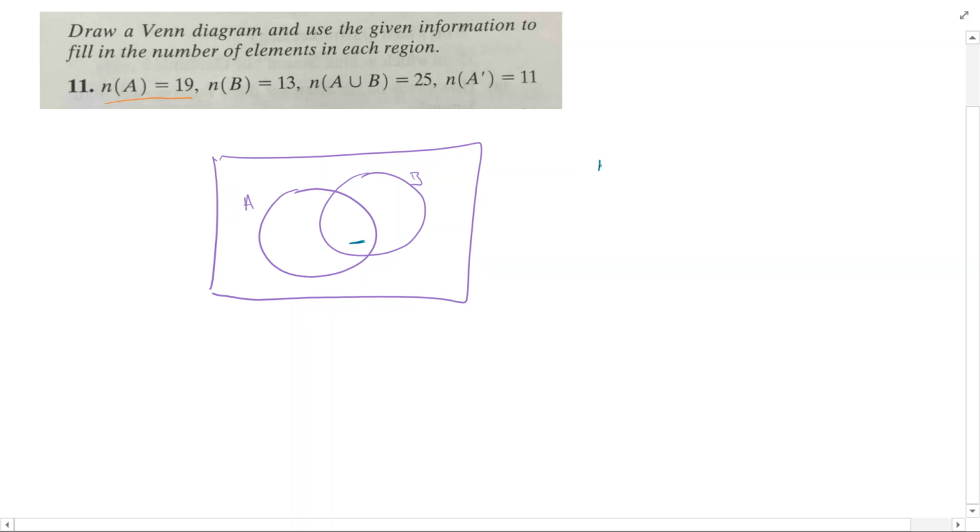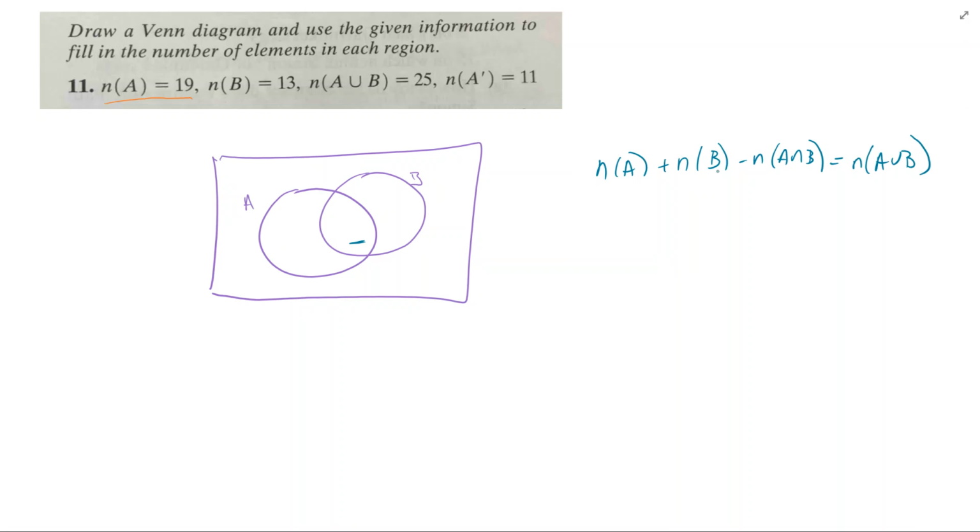And we do know that the number of elements in A plus the number of elements in the set B minus the number of elements in their intersection will give me the number of elements in their union. Okay, so the number of A plus the number of B minus the number in their intersection equals the number in the union. So we're going to go ahead and use that formula to solve for the intersection.